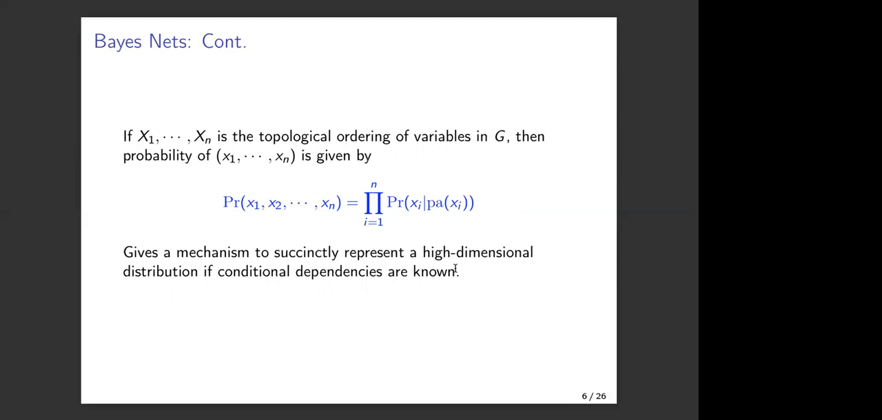The good thing is that if I have this graph which has some restrictions, such as the in-degrees being limited, then it gives a succinct way of representing a high dimensional distribution. Notice that even if xi takes binary values, this distribution is on 2 to the n sample points. If you know additional information about this distribution, such as dependencies, you can represent them much more succinctly.